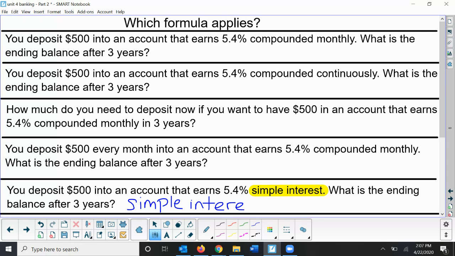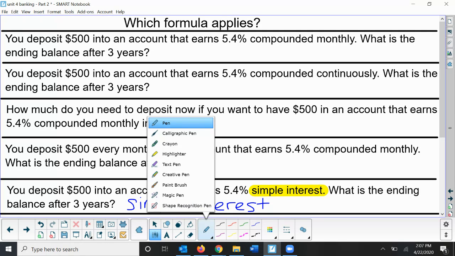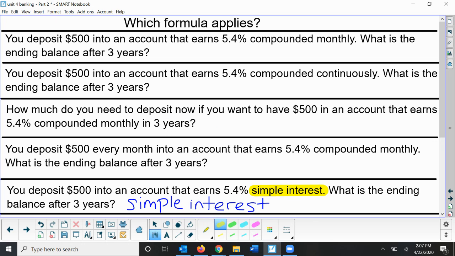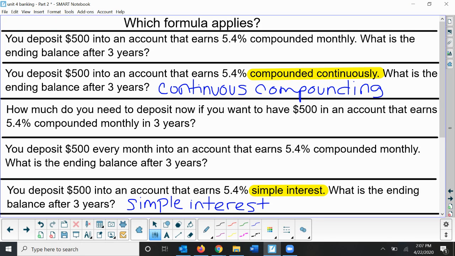Then I'm going to look for that continuous compounding phrase, because that's my other one where it's very obvious what type of problem we have. I see that up in problem number 2, compounded continuously. And so I am going to use my continuous compounding formula. Now, I don't see those two phrases in either of my other 3 problems, so I know that I need to go to my flow chart.